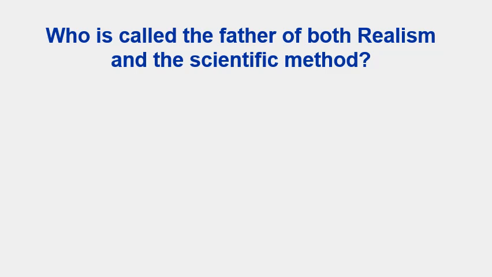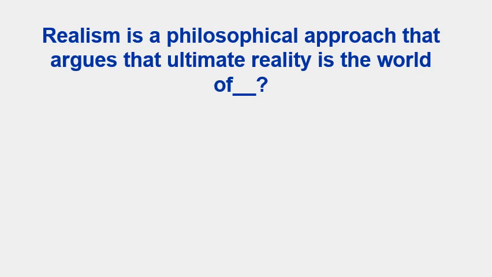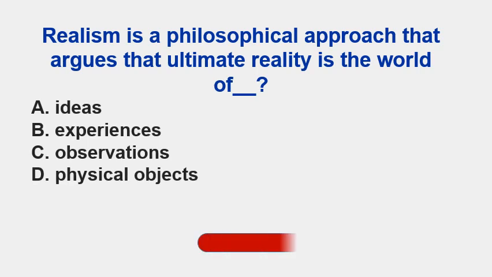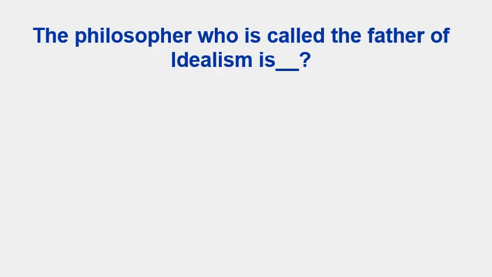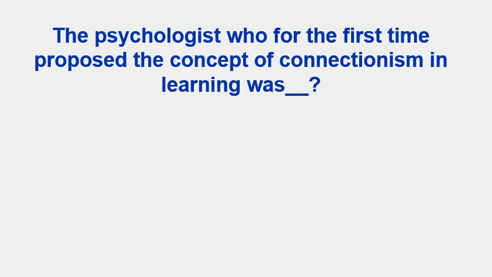Who is called the father of both realism and the scientific method? Realism is a philosophical approach that argues that ultimate reality is the world of. The philosopher who is called the father of idealism is. The psychologist who for the first time proposed the concept of connectionism in learning was.